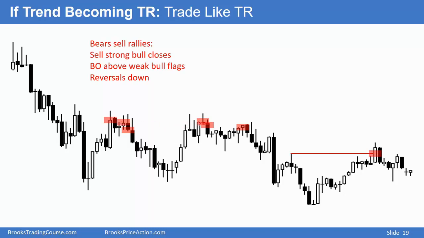Even here, a strong bull bar closing on its high, but near the top of a developing trading range. Some bears will sell at that high and get filled there. Others will sell this micro double top. First attempt down, second attempt down, especially because it's also a double top with this.